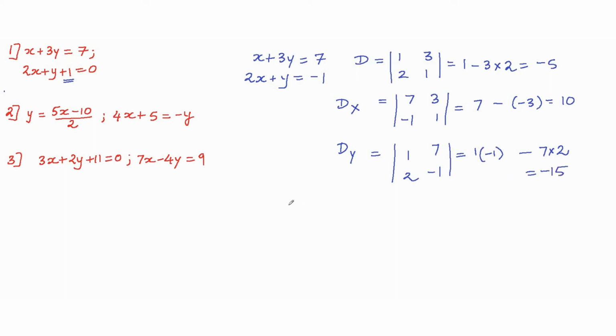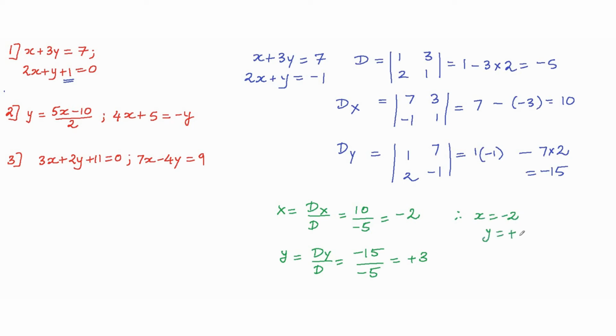And therefore the value of the variable x will be calculated as dx upon d, which is 10 upon minus 5, that equals minus 2. And the value of y will be calculated as dy upon d, which is minus 15 upon minus 5, which is positive 3. Therefore, the value of x is negative 2 and the value of y is positive 3. So let me now again pause for a minute so that you can take a look at the solution.